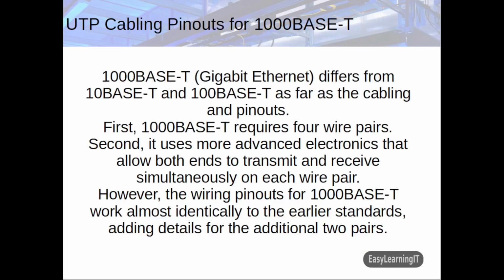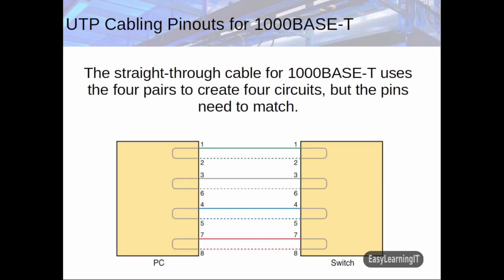1000BASE-T, gigabit Ethernet, differs from 10BASE-T and 100BASE-T, as far as the cabling and pinouts. First, 1000BASE-T requires 4 wire pairs. Second, it uses more advanced electronics that allow both ends to transmit and receive simultaneously on each wire pair. However, the wiring pinouts for 1000BASE-T work almost identically to the earlier standards, adding details for the additional 2 pairs.